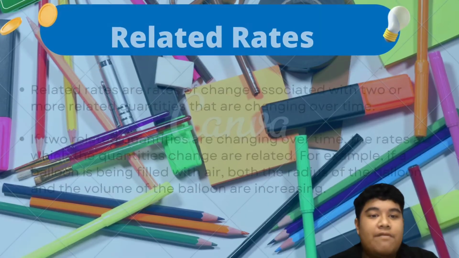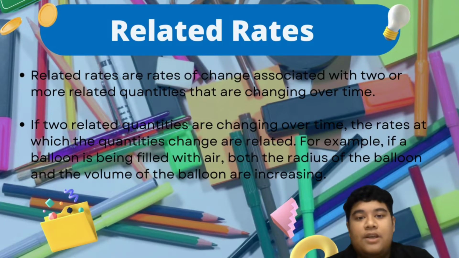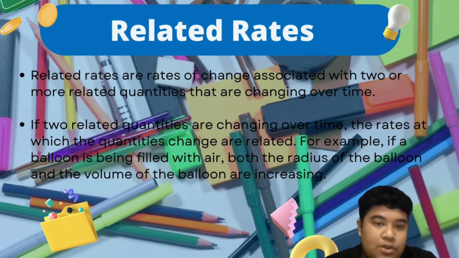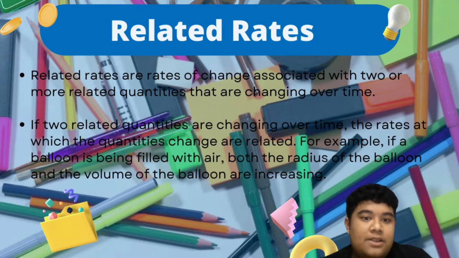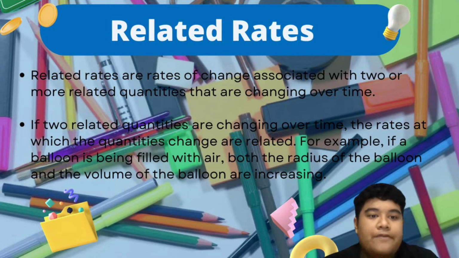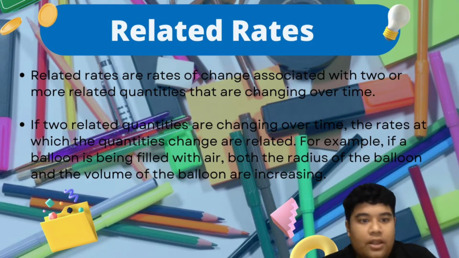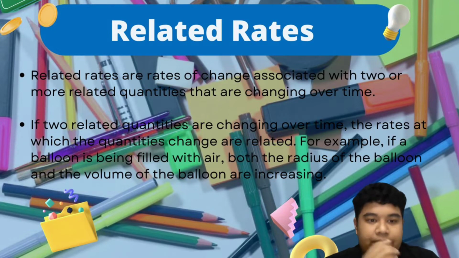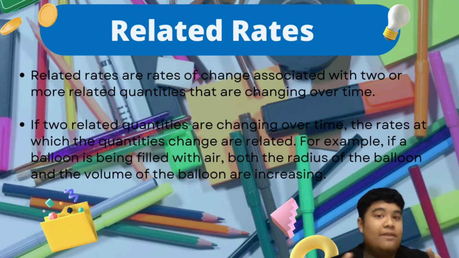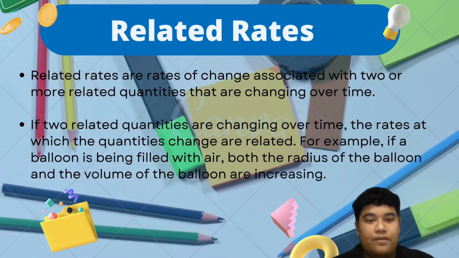Related rates. Related rates are rates of change associated with two or more related quantities that are changing over time. If two related quantities are changing over time, the rates at which the quantities change are related. For example, if a balloon is filled up with air, both the radius of the balloon and the volume of the balloon are increasing. So the rates at which the quantities change are related, if you get what I mean.